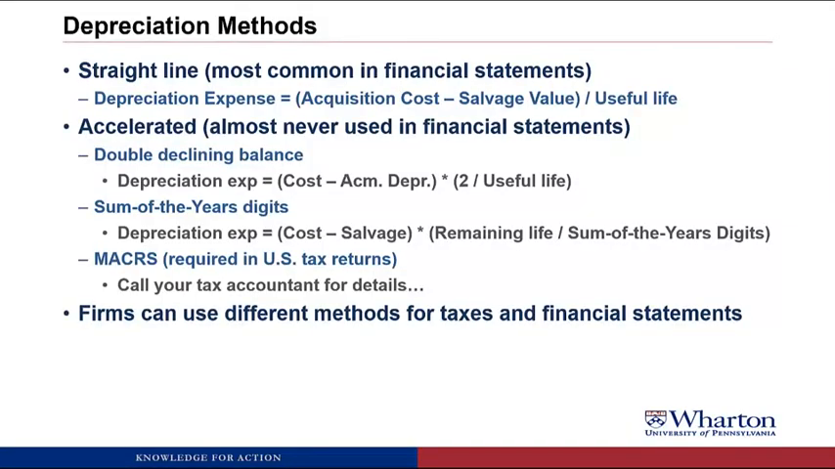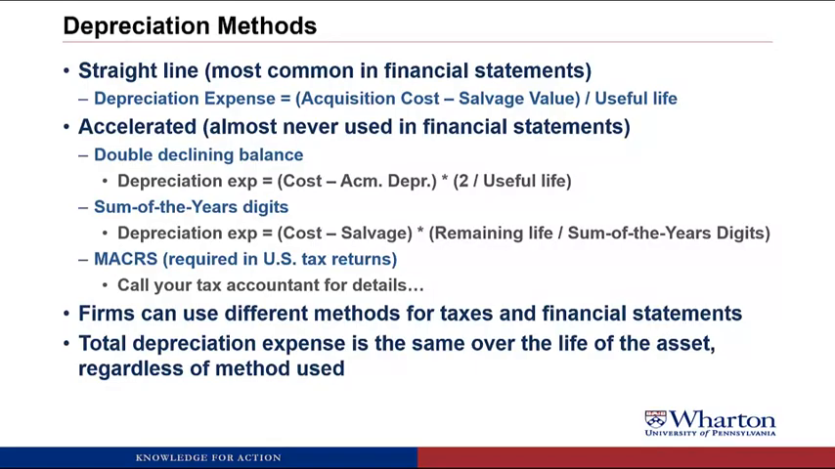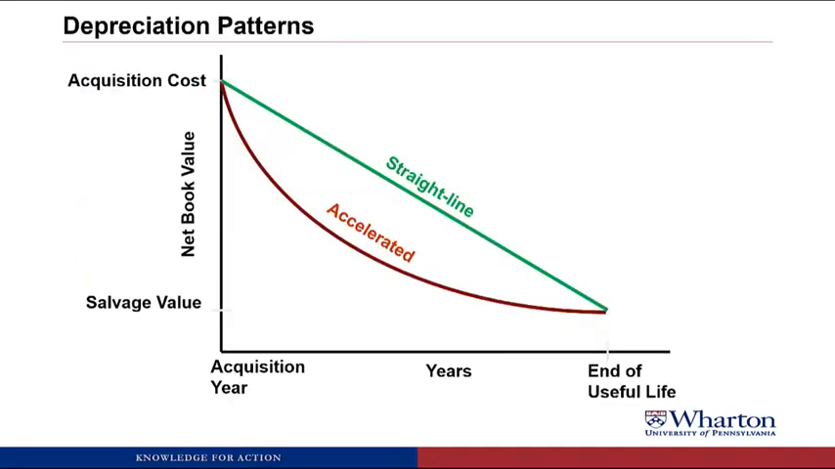Anyway, a key point to remember is that regardless of the method used for depreciation, total depreciation expense has to be the same over the life of the asset. And here's a little picture to show you how this would work. So on the y-axis, I have the net book value of a piece of equipment, so how much the equipment is worth on the books. And on the x-axis, I have the number of years.